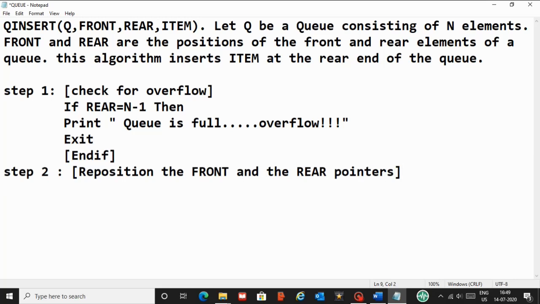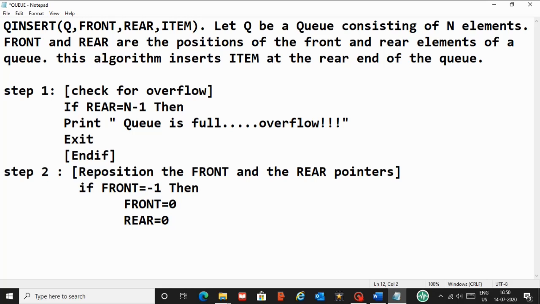Okay, how do I do that? I have to check if front is equal to minus 1. If front is equal to minus 1, then how will I do that? I have to first say front is equal to 0, rear is equal to 0. Why is it 0? Because the position of the first element is 0.